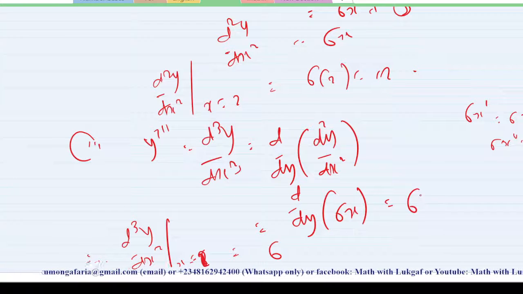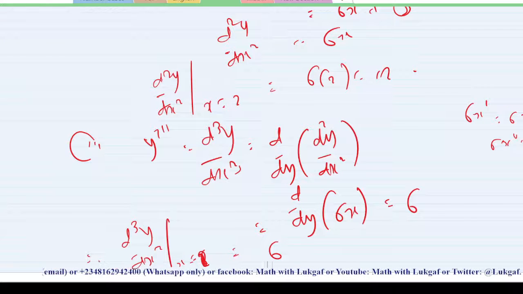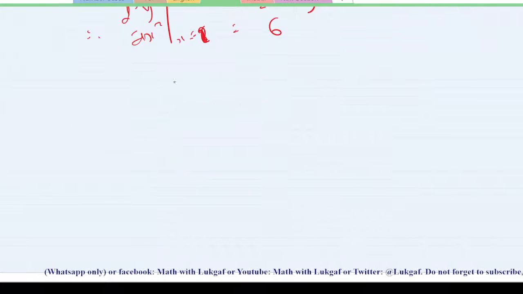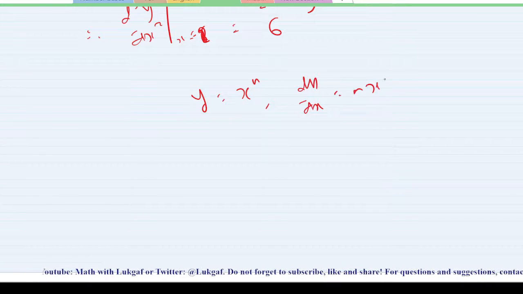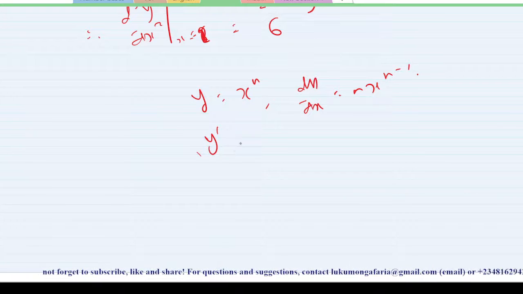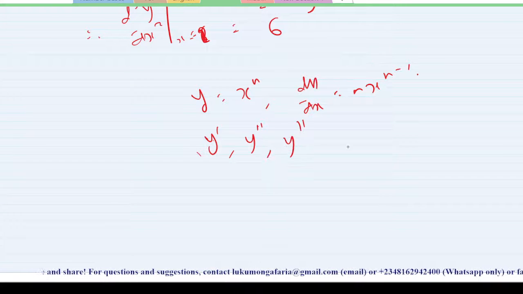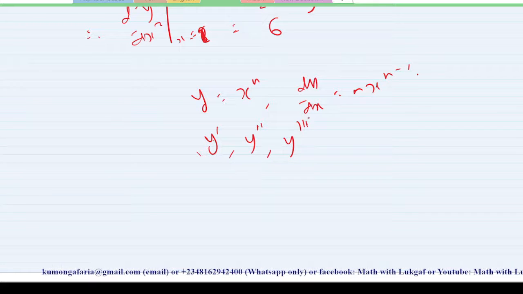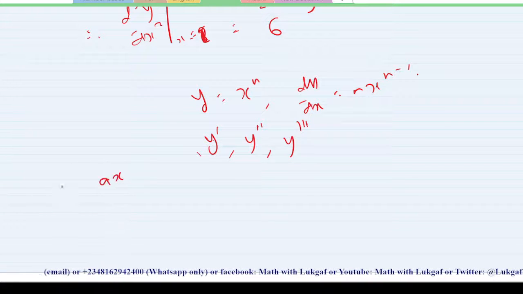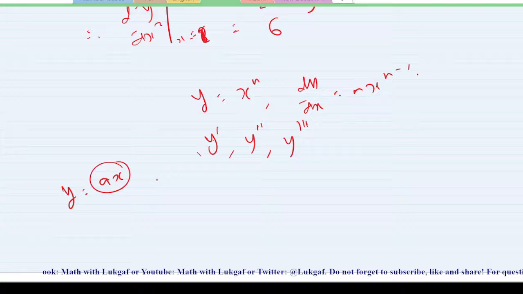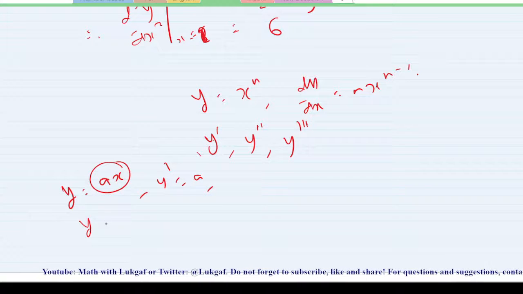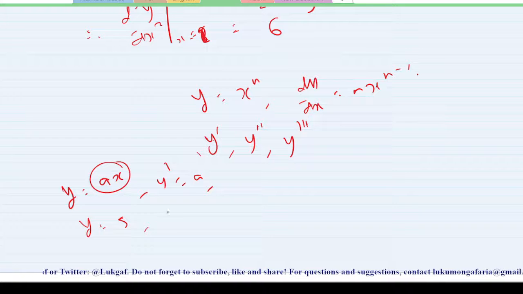So this is what we know as higher order derivative. Don't forget, in this video, I said when you have y equals x raised to power n, then in general, your dy dx is equal to n x raised to n minus 1. So I said you can find higher derivatives. This is the first order, second order, third order. That is, you are going to differentiate what you've differentiated already. Likewise, if your function is a constant, if you differentiate it, you are going to have 0.